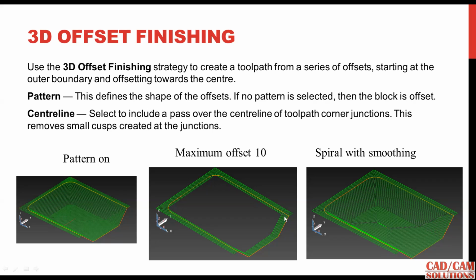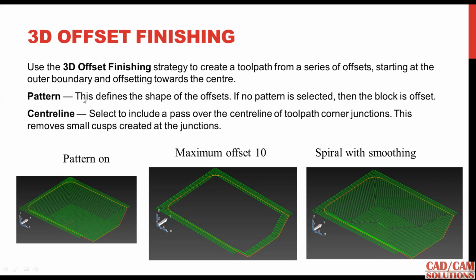If I have created this kind of boundary, the pattern will be created from outer to inside. Or we can define the number of offsets, how many pattern lines you need, by setting the maximum offset in number of toolpath lines. And the pattern is very important here. Because this is offset finishing, we can control the shape of this pattern.